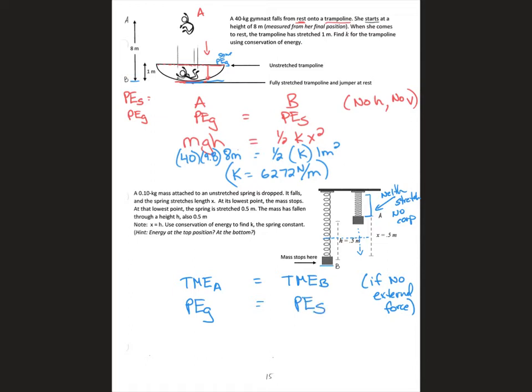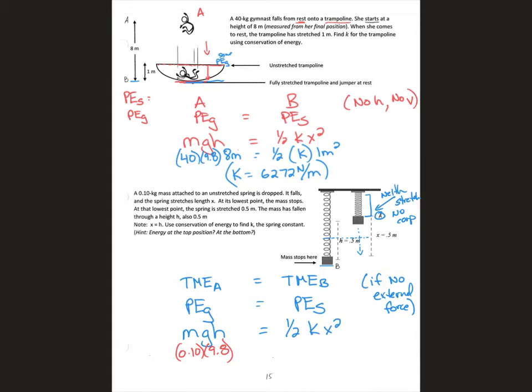So when it's way up at position A, we know that it has potential energy due to height. It becomes potential energy due to a spring. And now let's plug in 0.1 kilograms times 9.8. Now, what height is it? We don't care what the height is above the ground.